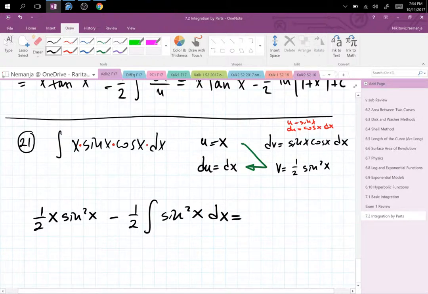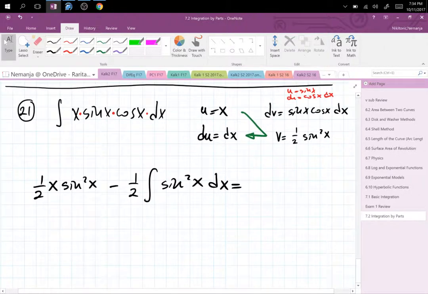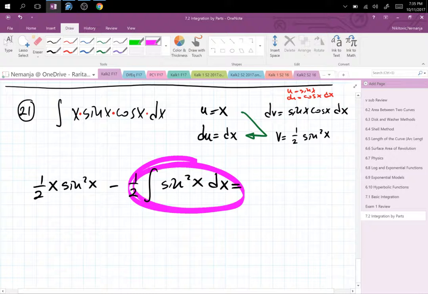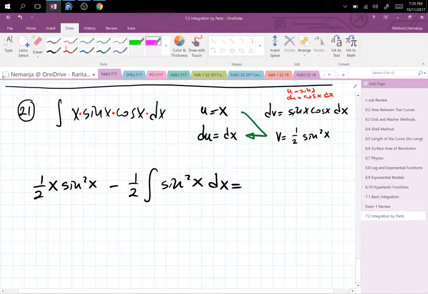Now what? Anyone? Yes. The only way you can integrate this is if you know power reducing from trig identities. If you don't know power reducing, you skip to the next question. So the formula that you must know is sine squared x. We covered this on day 1. It's 1 minus cosine 2x over 2.